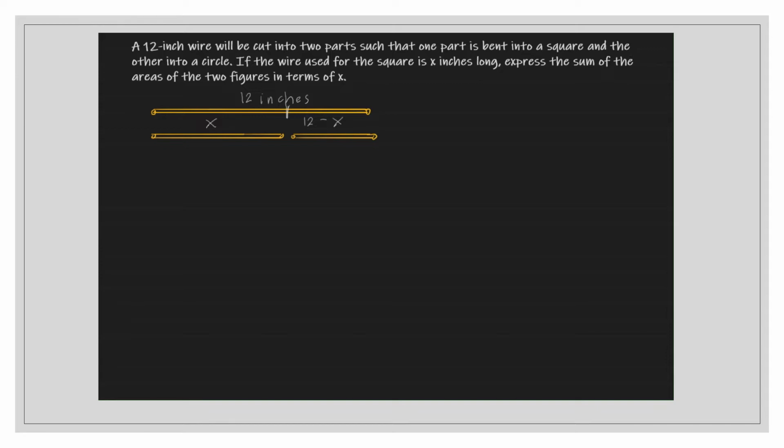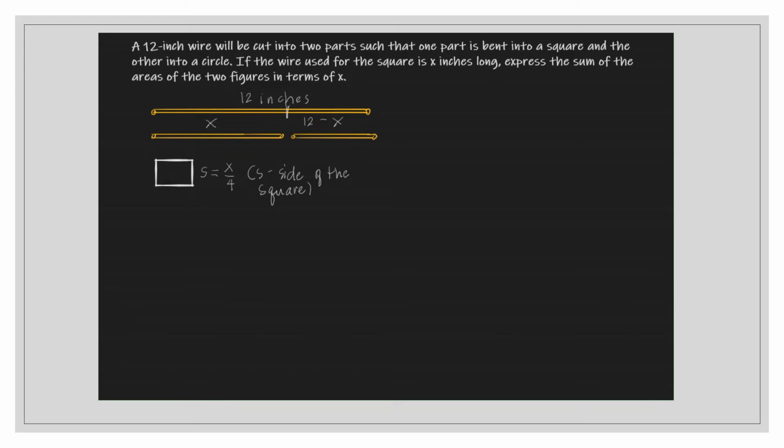Now, according to the problem, the wire having a length of x units will be bent into a square. So since a square has four sides, we will be dividing x into 4. So each side will have a length of x over 4. So let's illustrate the square. And the side of the square, suppose we use s to represent the side, it will be x over 4 units long. So s is the side of the square, or the length of the side of the square.